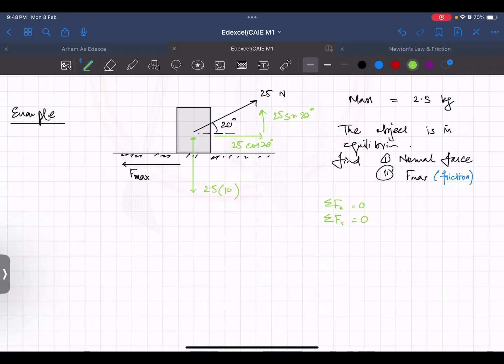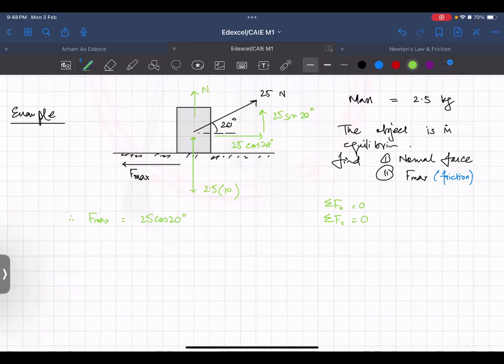Now if you equate the horizontal forces, we can see there's only one force to the right side and one force to the left side. So this means that F max would definitely be equal to the rightward force, which is 25 cos 20. And vertically, there is a force upwards, there is a force downwards, and there would definitely be a force exerted by the ground, the normal contact force, which would be upwards. We don't know that. That's what they are asking us.